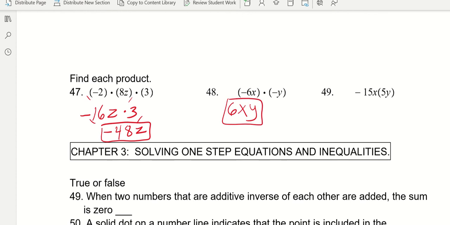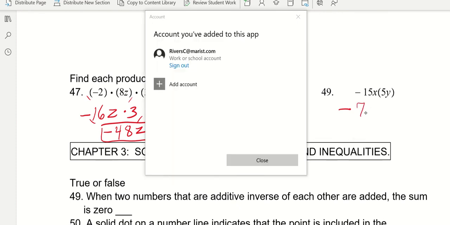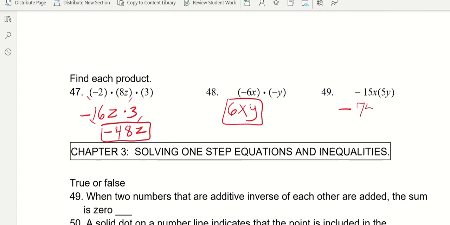Number 49. Negative 15x multiplied by positive 5y. A negative multiplied by a positive is a negative. 15 multiplied by 5 is 75. And then x multiplied by y is just x times y.